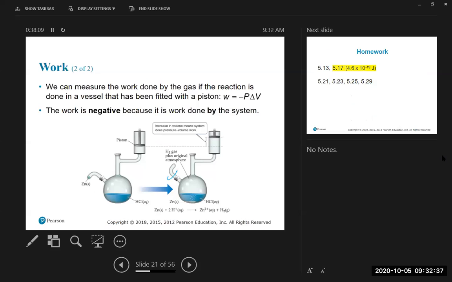This is an example of what we were talking about where they have some gases in here and they're using that little cylinder to see how the piston is moving. In this case, the piston is going up and it tells us that the work is negative because work is being done by the system.